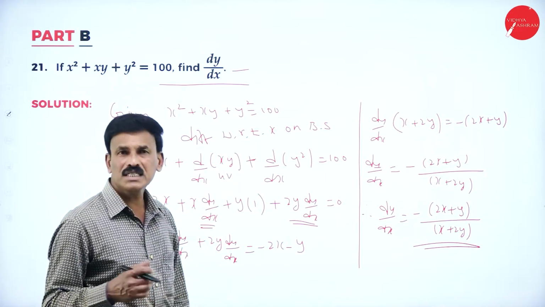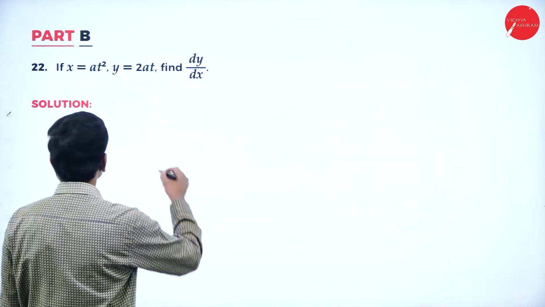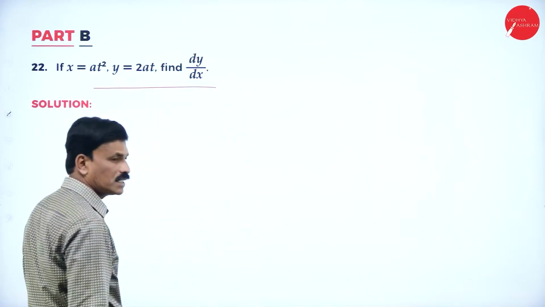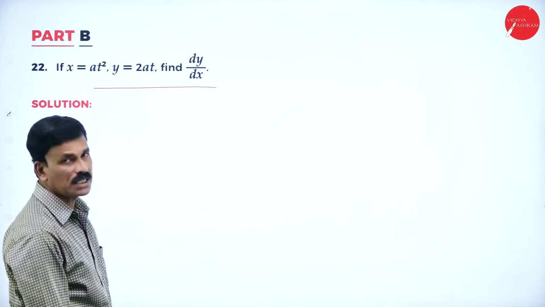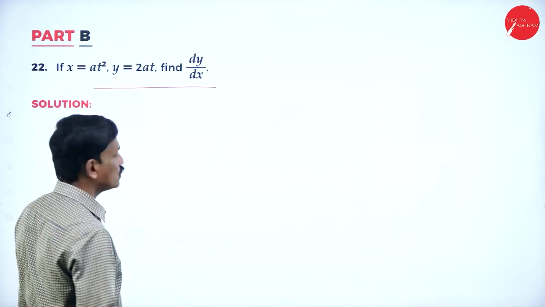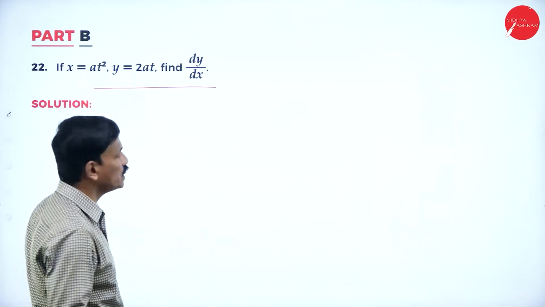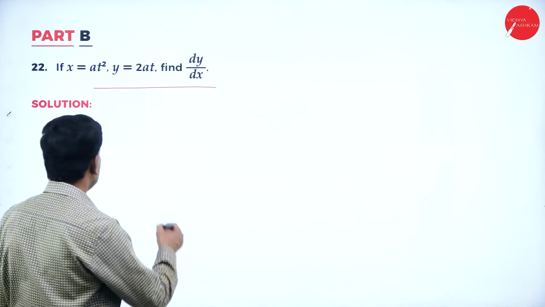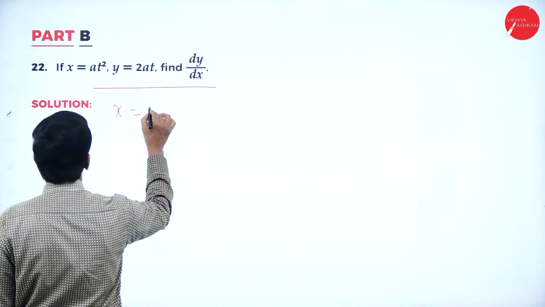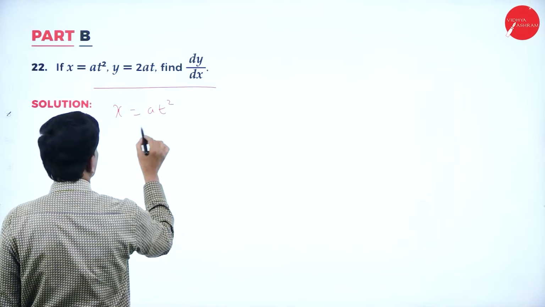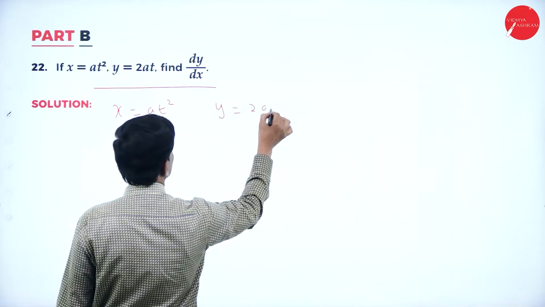Okay. Now let us come to the next problem. Again it is differentiation, the parametric differentiation. So what is the parameter? t is the parameter. x is equal to a t square and y is equal to 2at. What is required to find is dy by dx. Now given x is equal to a t square, and y is equal to 2at.